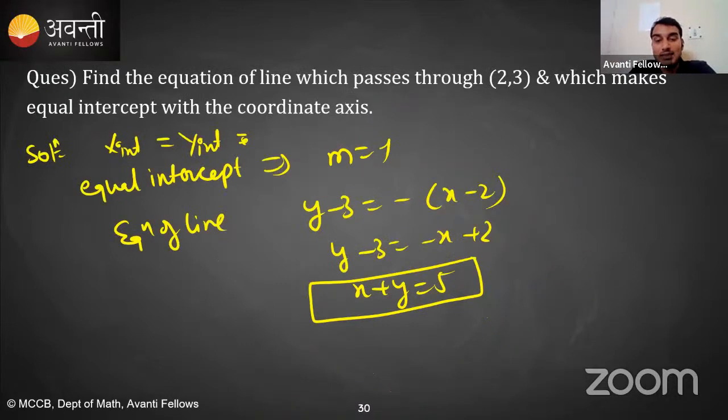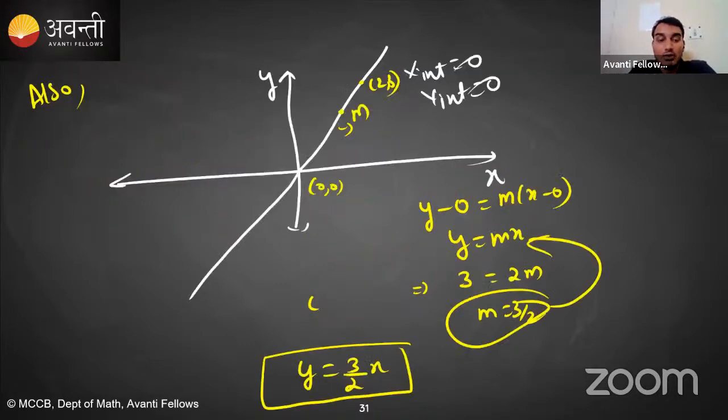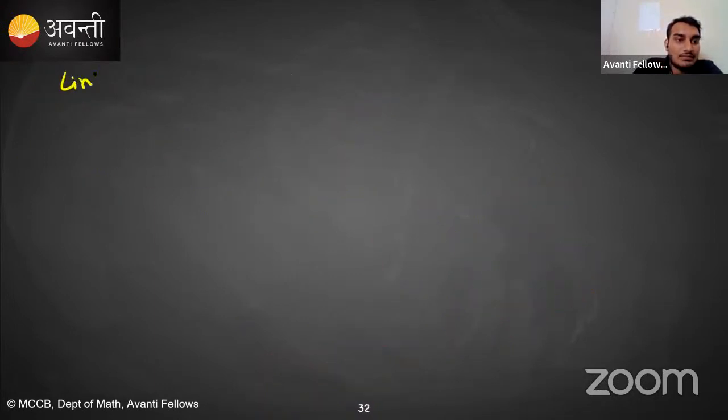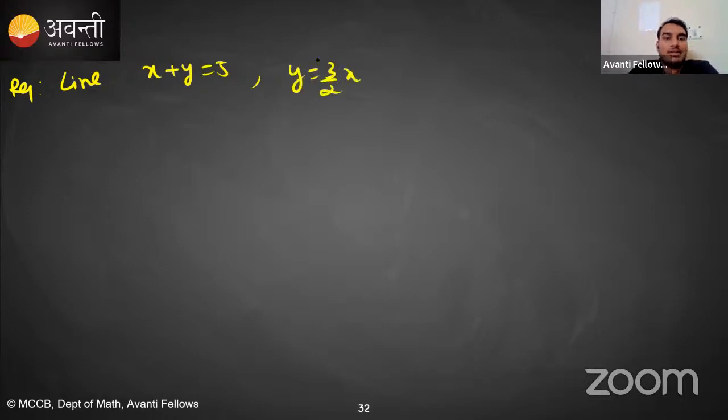So these both are the answer. The line is x + y is equal to 5 or y is equal to 3/2 into x. These both are answers. So what is the required line? x + y is equal to 5 and y is equal to 3/2 into x. Is this clear? Is this clear?